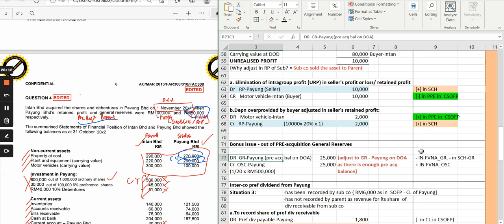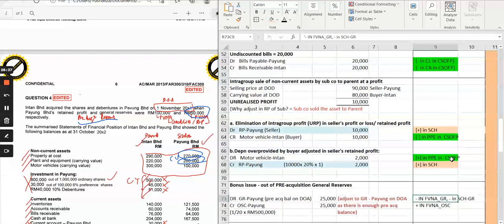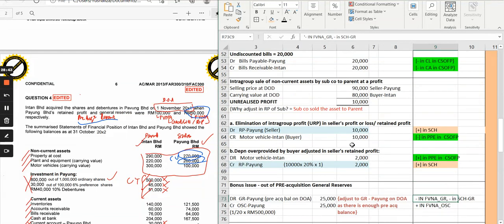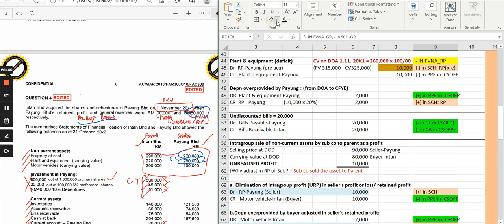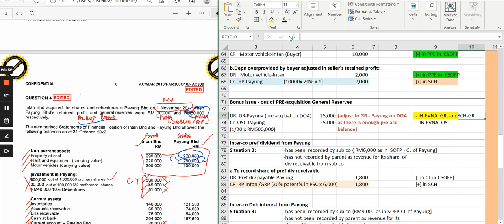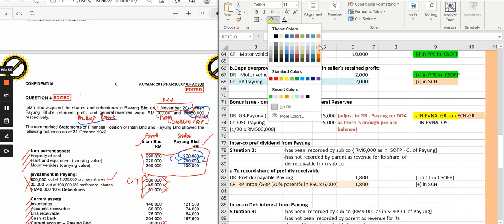When you do that, it has to be adjusted in the fair value of net asset as well. So when you calculate goodwill, your fair value of net asset must be reduced with the bonus issue of 25,000. At the same time, in your schedule for the general reserve, that also needs to be reflected in the working. So you need both: you need to adjust the fair value of net asset, and you also need to adjust in the schedule. So I put 2 colors there.